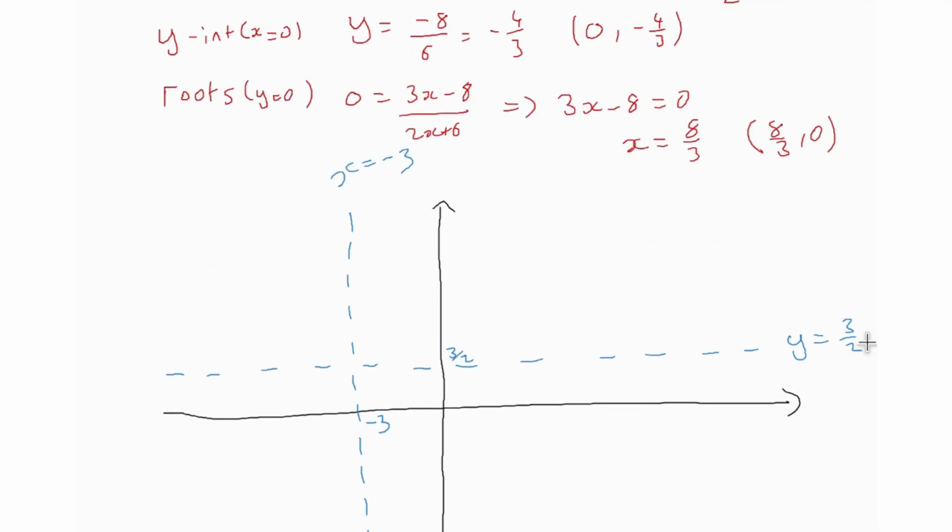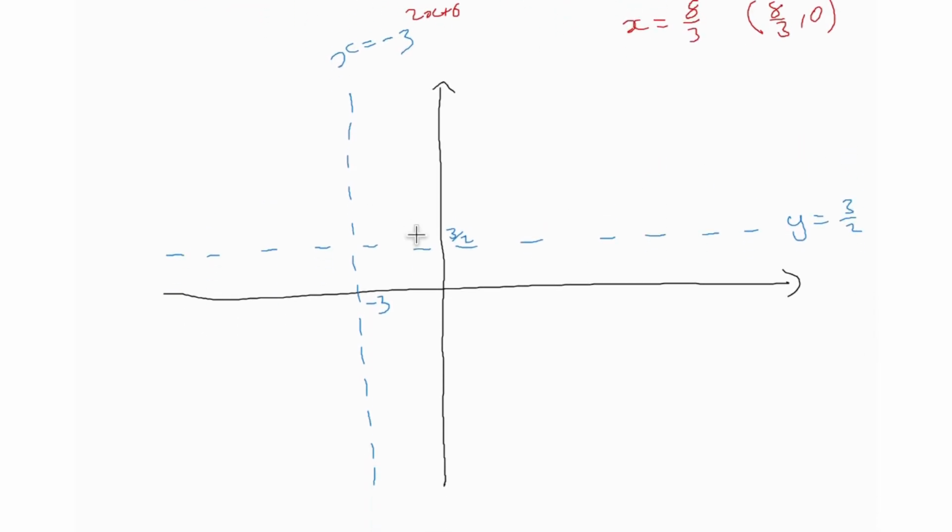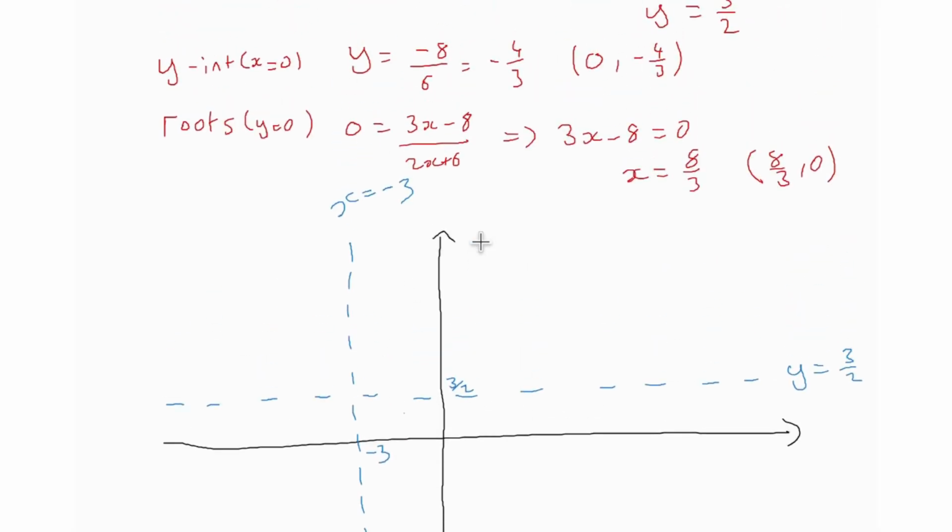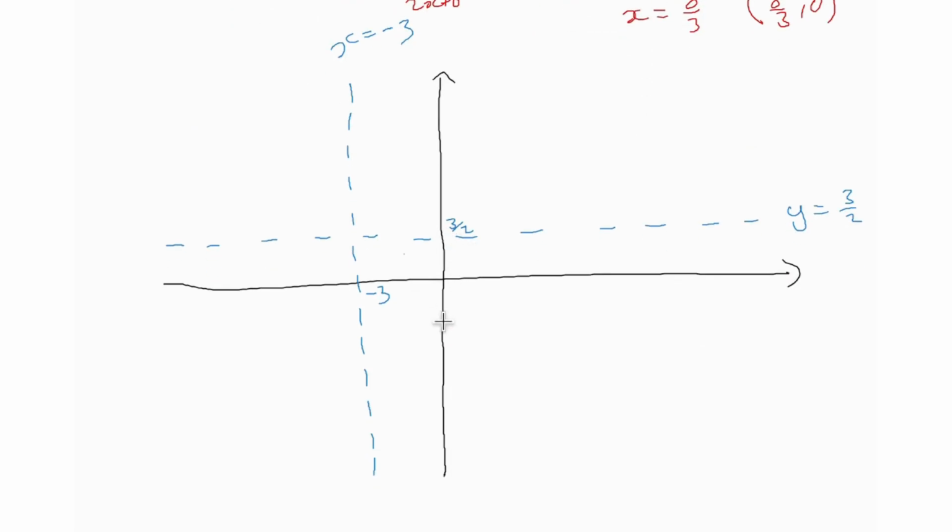Plot our axis intercepts. Our y-intercept was minus 4/3. That's about here. And 8/3. Sorry, no, that was our y-intercept, wasn't it? Sorry, minus 4/3 was our y-intercept. So somewhere down here, minus 4/3. Our x-intercept is 8/3. So somewhere like that.